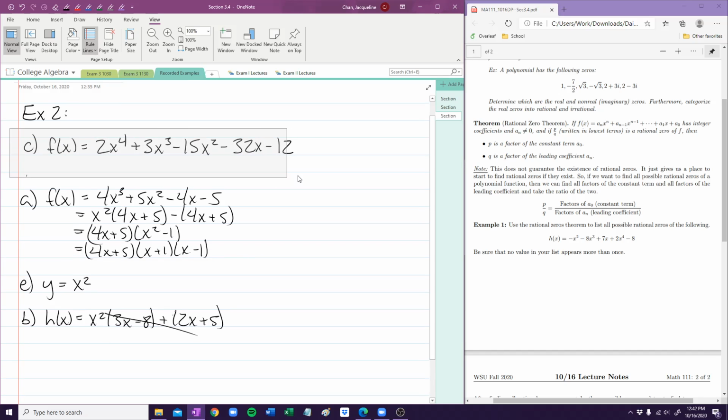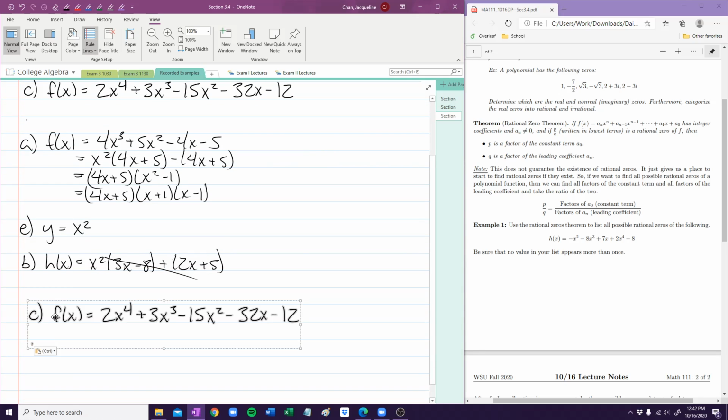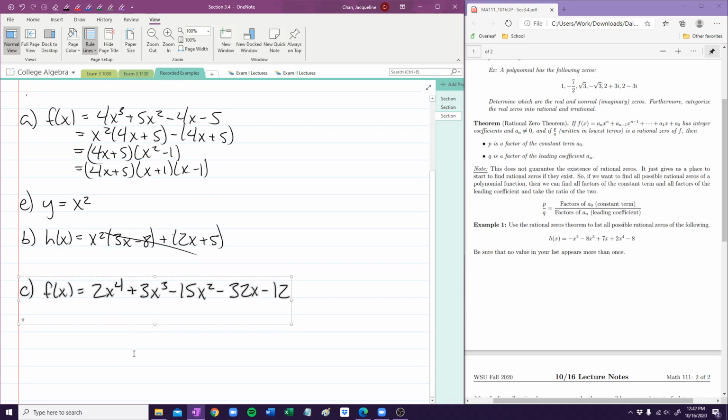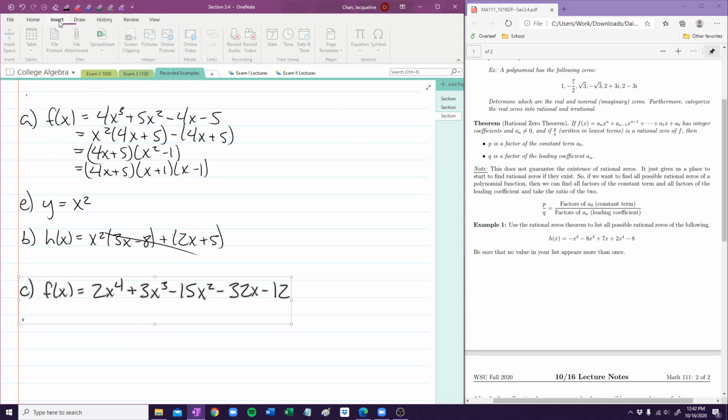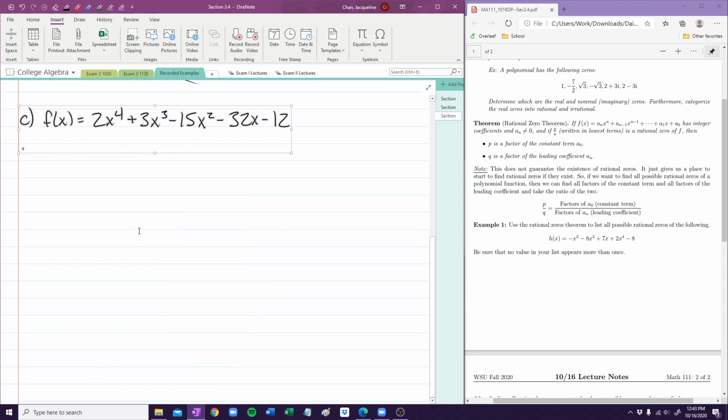So let's look at letter C. I'm going to bring that down here. We have f of x is equal to 2x to the fourth plus 3x cubed minus 15x squared minus 32x minus 12. So I look at this, and I can't do any simple substitutions. I can't factor by grouping, so I'm going to use the rational zero theorem.